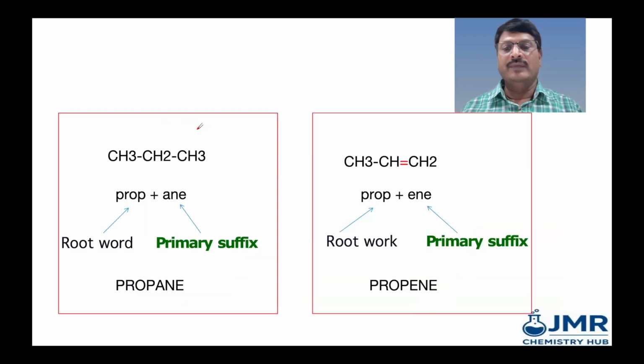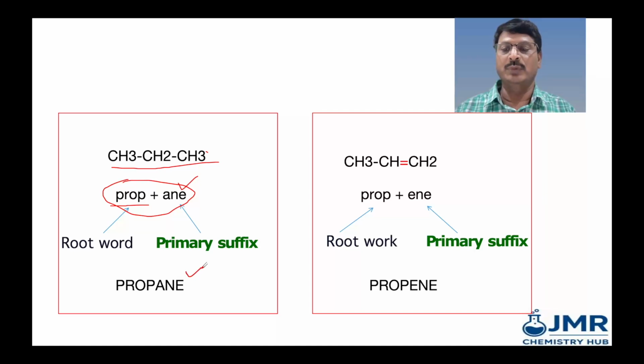For example, let us come to this example: CH3, CH2, CH3. The number of carbons in the longest chain is 3. That's why the root word is prop. And it is a saturated compound. There is no double or triple bond. That's why the suffix is "ane." By the combination of the root word and suffix, the name of the compound is propane.